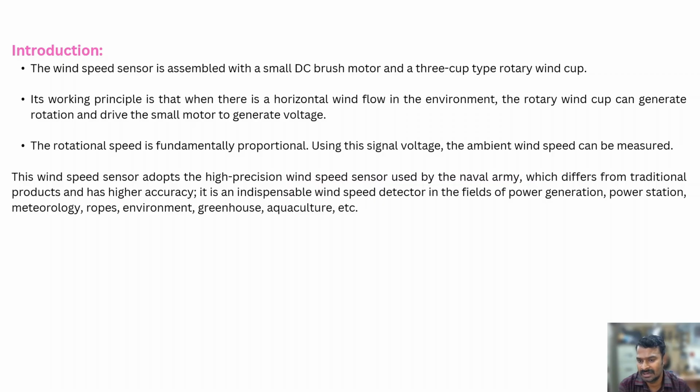This wind speed sensor adopts the high precision wind speed sensor used by the Navy and Army, which differs from traditional products and has high accuracy. It is an indispensable wind speed detector in the fields of power generation, power station, meteorology, roads, environment, greenhouse, aquaculture, etc. So what it actually is, a small generator coupled with this rotary wind cup. Whenever wind flow takes place, the wind cup starts rotating and the generator starts producing a voltage which is proportional to the wind speed. So this is the basic idea.